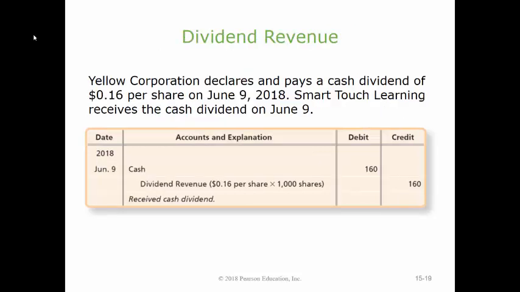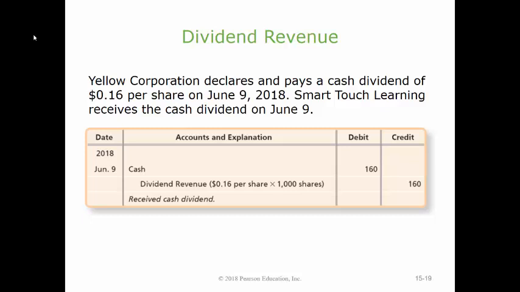Just like you would receive interest from bonds, equity investments will cause your company to receive a series of periodic payments, this time in the form of dividends. You own at least a small part of that other company, and when that company has profits, as an owner of that company, you are entitled to a portion of those profits. So if Yellow Corporation declares and pays a cash dividend, and it is 16 cents per share, and they're doing so on June 9th, 2018, Smart Touch is going to record the following entry when they receive that cash dividend.